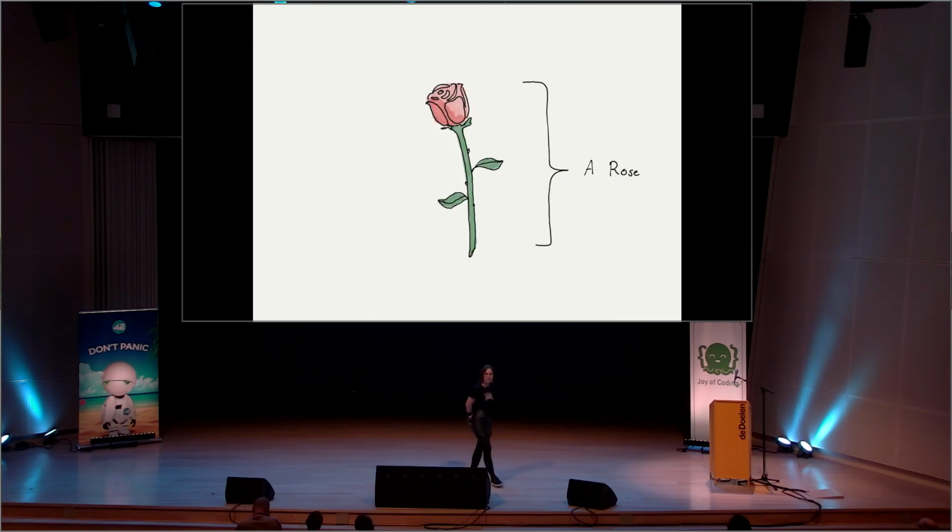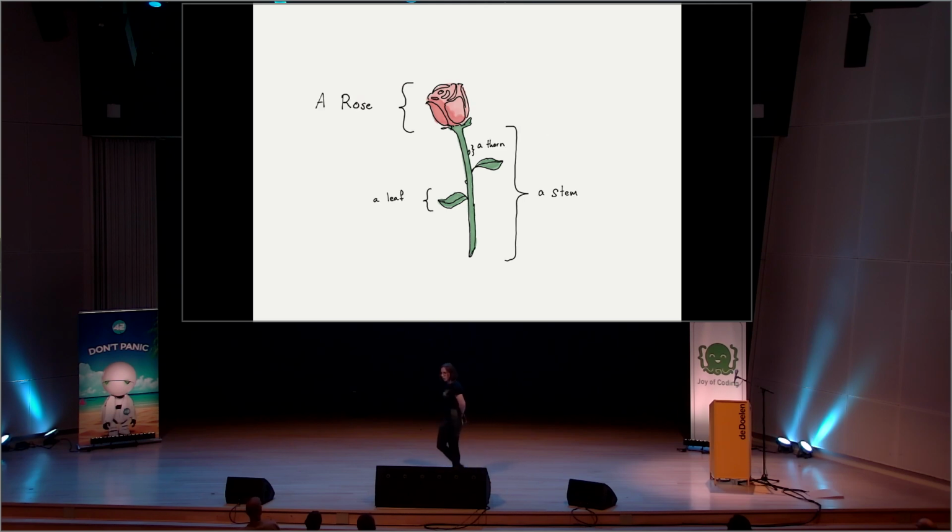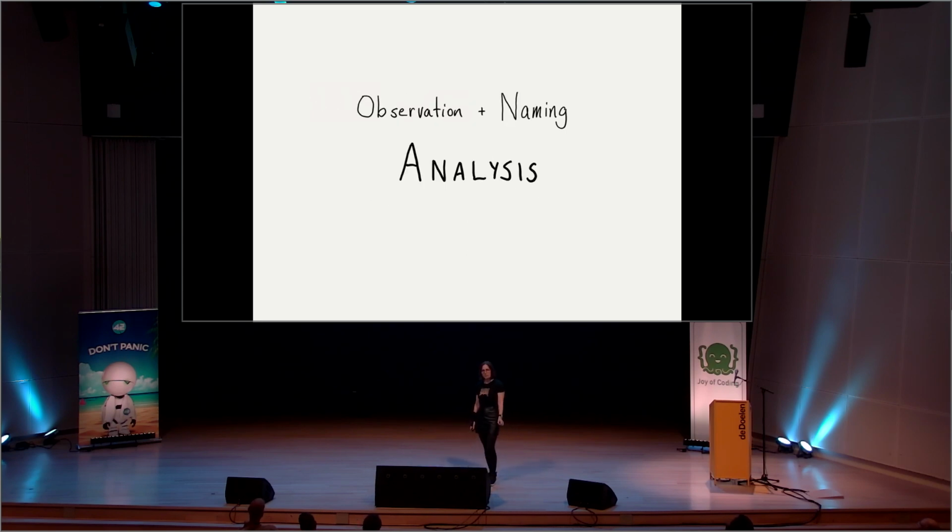Let's talk a little bit more about naming things. Because a rose by any other name would smell as sweet, or would it? It's not entirely clear. They've done some studies on this. So we can call this a rose, but there's other ways that we can do naming. Let's think about that a bit. One is you can break down the rose and talk about the constituent parts of the rose. The flower, the thorn, a leaf, a stem. Observation and naming, analysis, something that we do quite a bit in our industry.